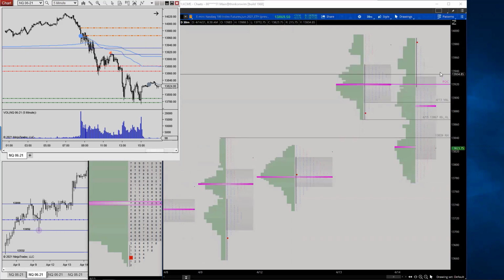But at the time, as I told you, the point of control was up in here at 13,950, and just coming lower and lower, more volume. It's, as I mentioned, a developing point of control. Once the session is closed, that's it. There's the point of control.